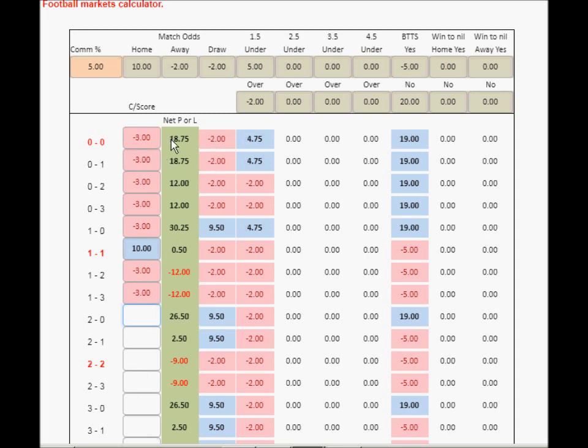Now you can see that all these here along this row are all added together, and you can see your overall position for nil nil there, and your overall position for one all there after commission, if there is any. Okay, so this green column here combines all your markets, so you can see your overall position at any point in your trade. So you might have an initial setup and then bet other markets, and you'll be able to keep track of exactly where you stand instead of trying to keep everything in your head, including commission deductions. Okay.